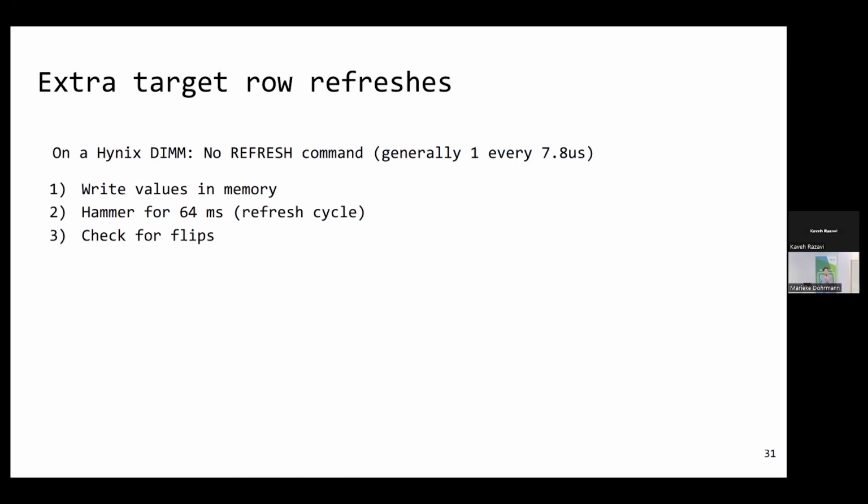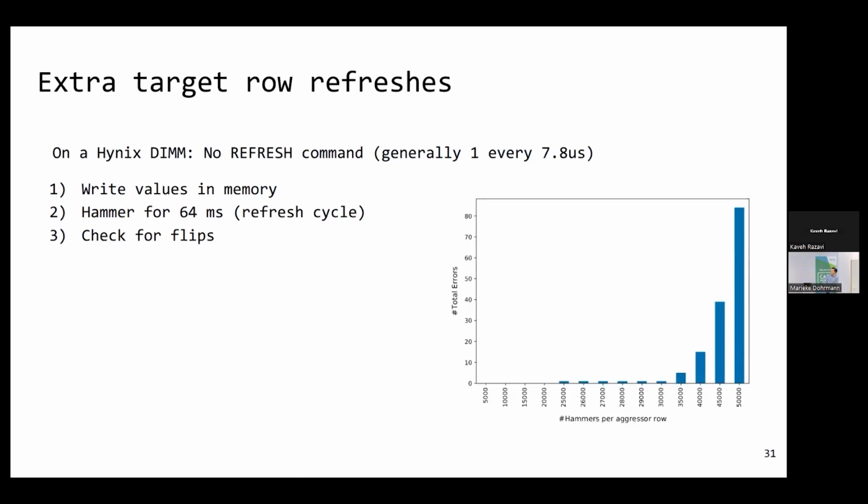So we wrote values to memory, and then we hammer for 64 milliseconds, in a specific double-sided fashion, and then we check for bit flips. A relatively simple experiment. Basically, we are doing hammering without refreshes enabled, and already here we could see some interesting results.